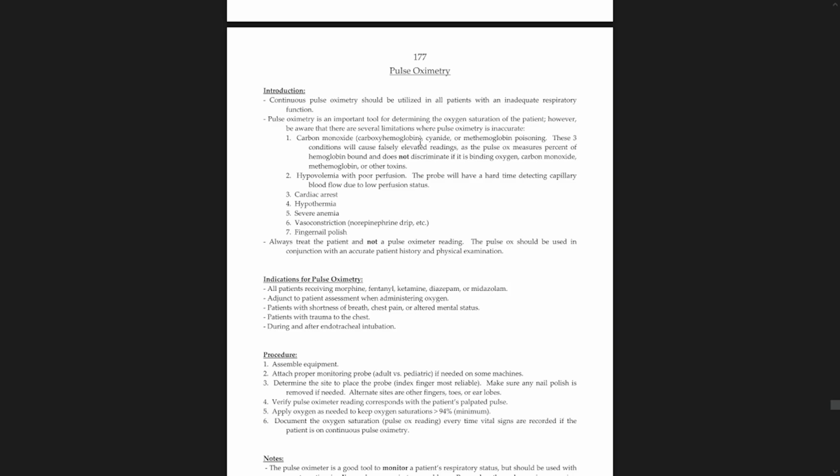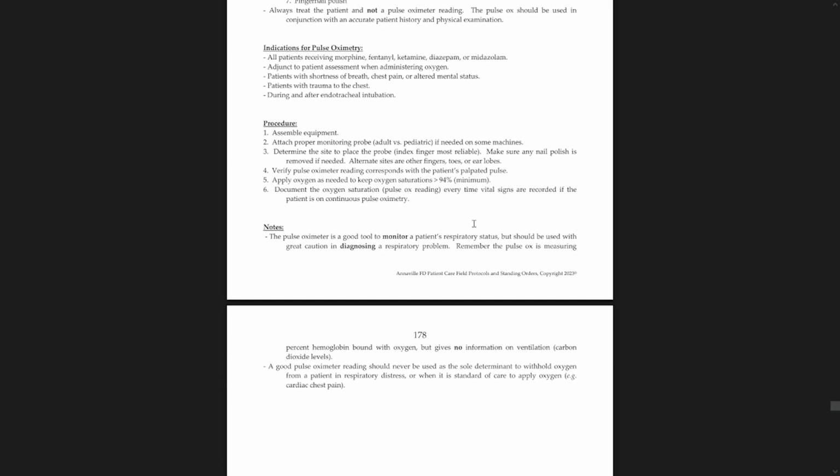Hypovolemia with poor perfusion: the probe will have a hard time detecting capillary blood flow due to low perfusion status. Also cardiac arrest, hypothermia, severe anemia, vasoconstriction, such as a norepinephrine drip, etc., and finger polish. Now, always treat the patient and not a pulse oximetry reading. The pulse ox should be used in conjunction with an accurate patient history and physical examination. Some indications are a patient receiving morphine, fentanyl, ketamine, diazepam, or midazolam, as an adjunct to patient assessment while administering oxygen, patients with shortness of breath, chest pain, or an altered mental status, patients with trauma to the chest, and during and after endotracheal intubation.